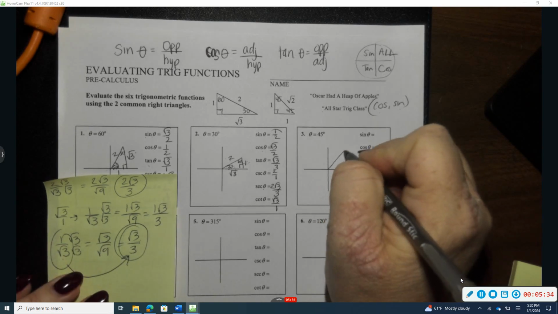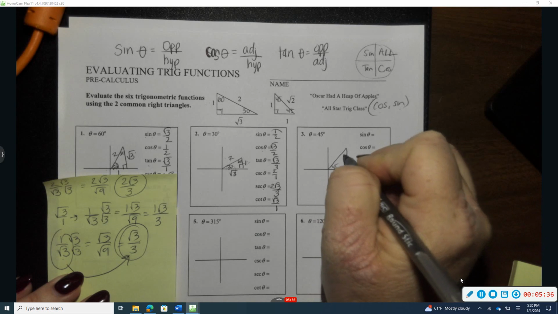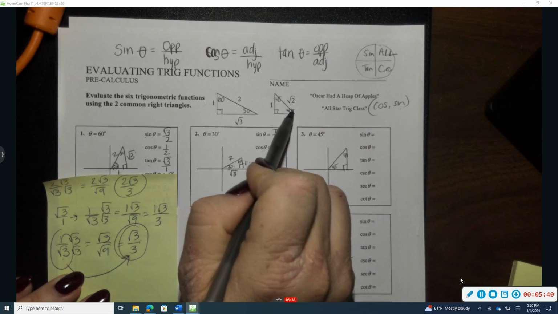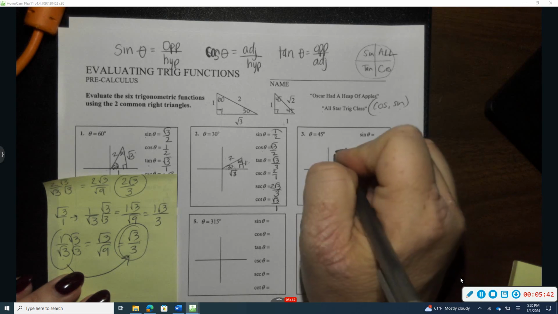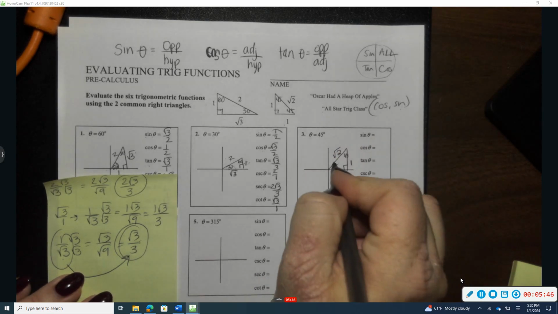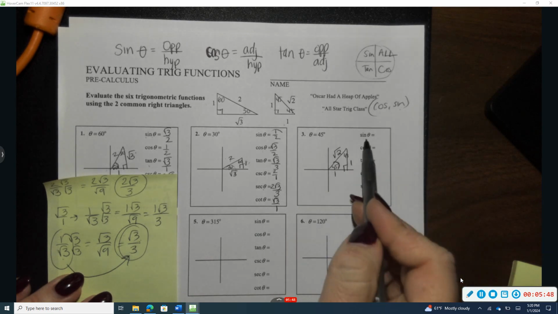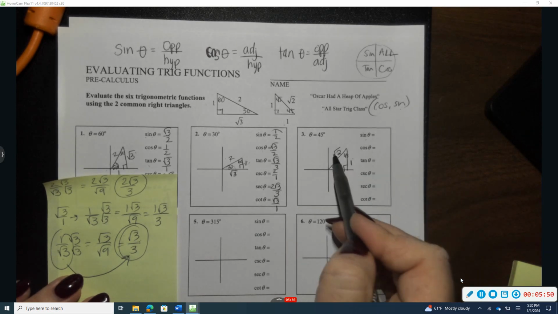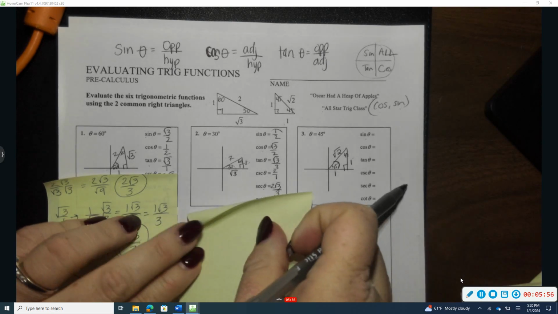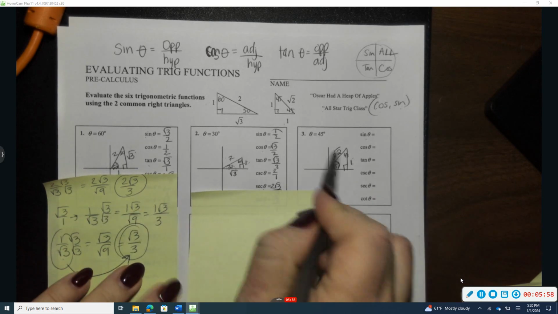So 45 is up here. This is 45, 45, and 90. Across from 45 will be 1s, and across from 90 degrees will be the square root of 2. We're always focused on this interior angle. So sine is opposite over hypotenuse. Sorry, opposite over hypotenuse. So 1 over radical 2.